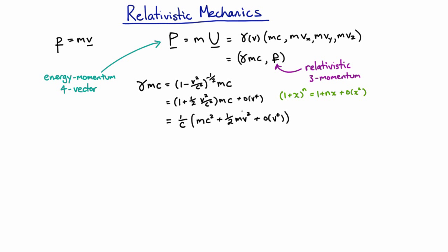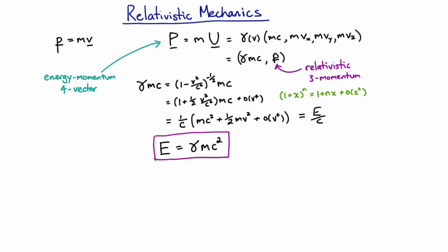And so if we assign this entire term to be the energy rather than just the kinetic energy part of it, then this energy momentum tensor becomes energy on c and the momentum. Then we recover one of the most famous equations in all of history: E equals gamma mc squared.